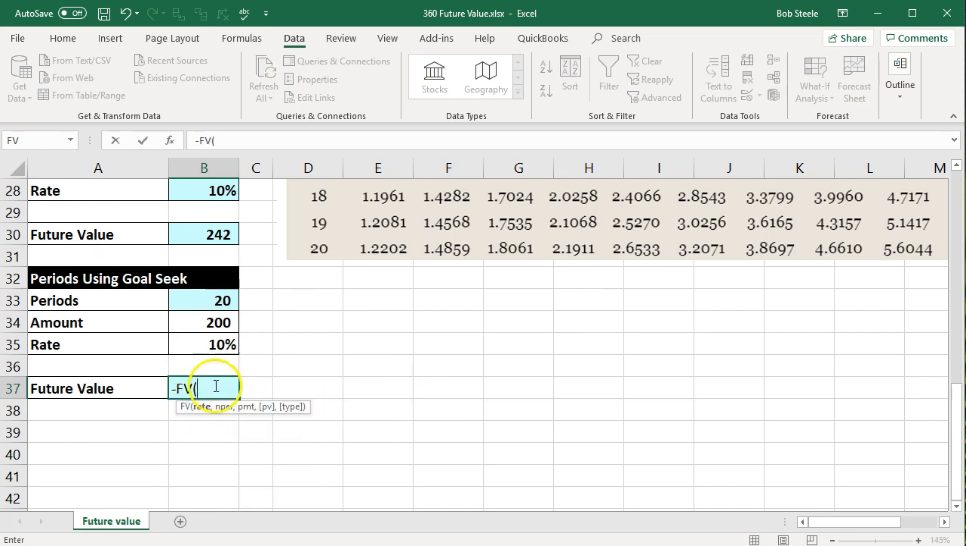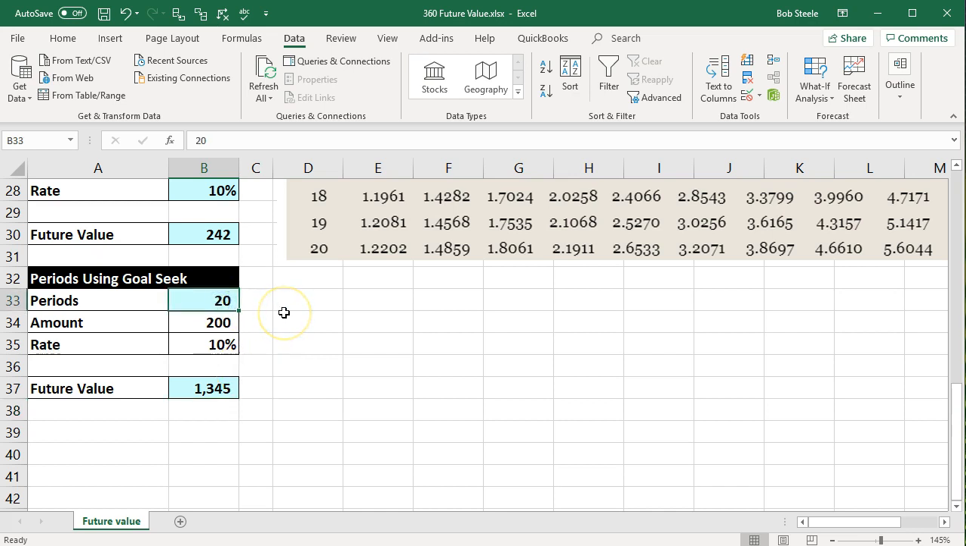And then we'll put in the future value and say negative future value, double click the future value. The rate is 10%, comma. Number of periods, we said 20. We don't know. We're just going to say 20, comma. The payment is 0 because it's not an annuity, comma. And the present value is going to be 200. Now we're hoping this comes out to what we know the answer to be, 242. It won't because we just guessed 20 for the number of periods. So this is way off, right?